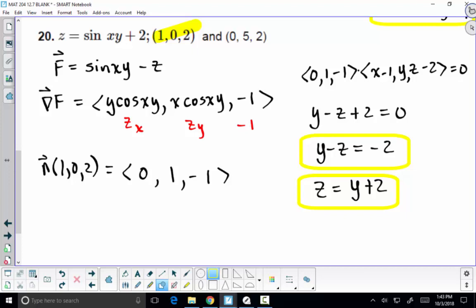Any questions? Starting to feel easier? Why did the sine and cosine disappear? Well, here we're taking the derivative of sine, so we're getting cosine. But then down here, we're evaluating our point. So x times y is 0. So here, cosine of 0 is 1, but then 1 times 0 is 0. And then over here, we have 1 times 1, which is 1. So we're just evaluating at that ordered triple. Other questions?